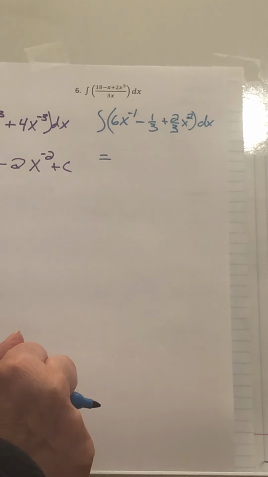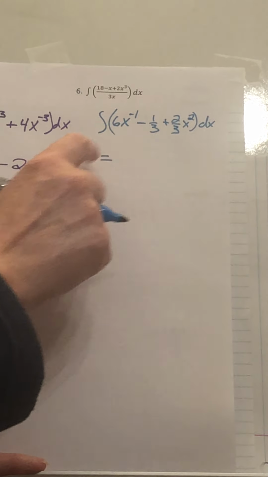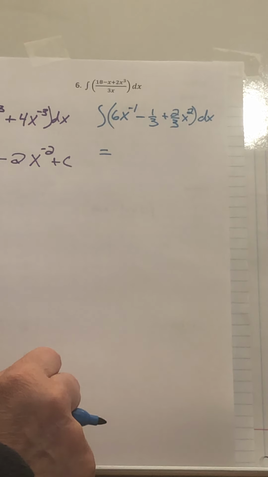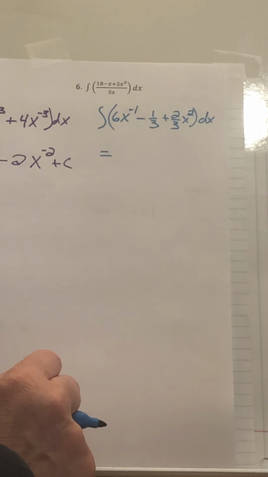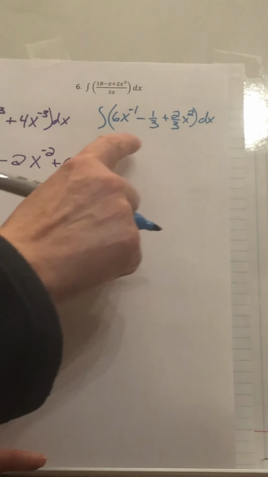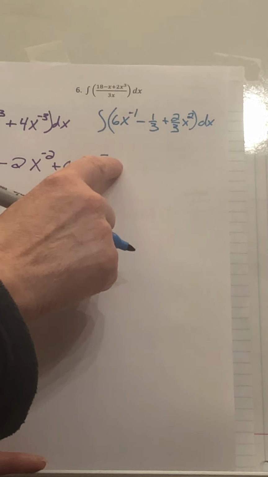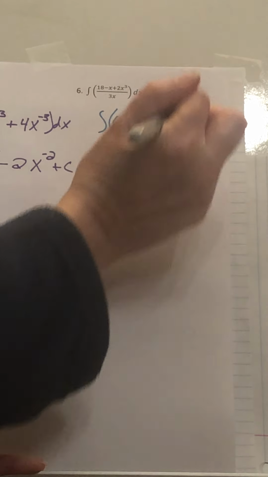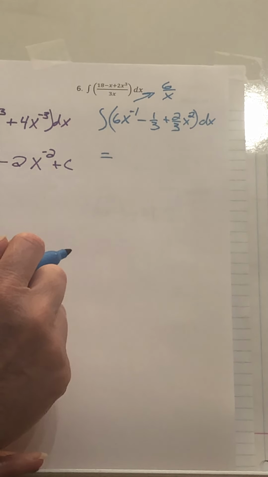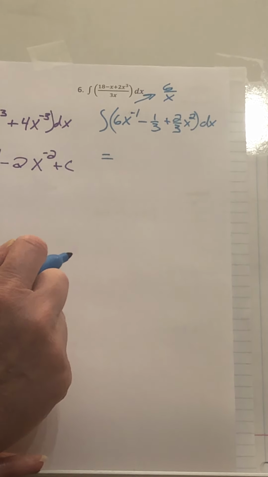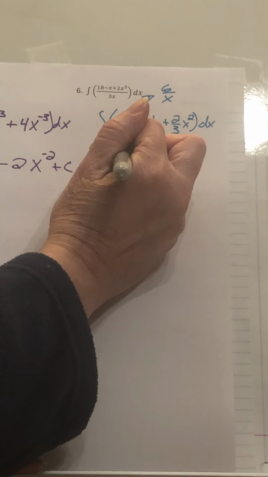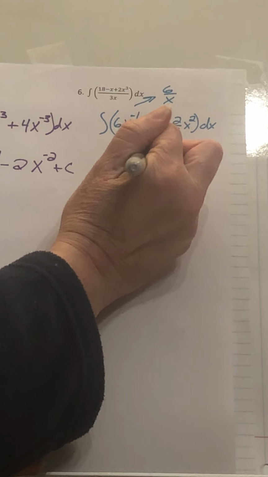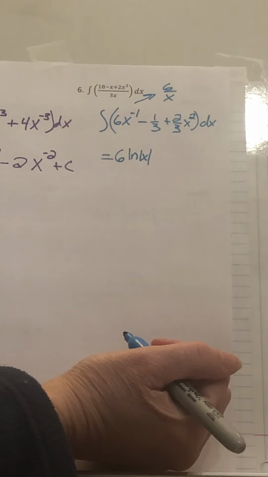Well, now when I'm looking at it, this is 6x to the negative 1. I go to add 1 to the power, I get x to the 0, and I can't divide by 0 in front, so it's a trigger. This one is a problem. So if I look at it a little differently, this is like 6 over x. That's that special case. So it's 6 times 1 over x, so it's 6 times the natural log absolute value of x.